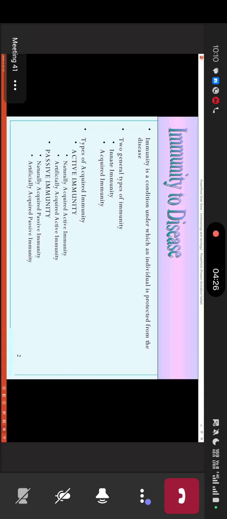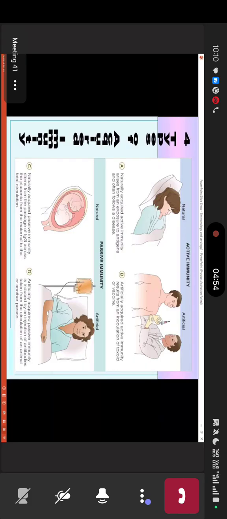Further, acquired immunity is classified into active immunity and passive immunity, correct? Active immunity is again divided into naturally acquired and artificially acquired. Passive immunity is also naturally acquired and artificially acquired. So this is the subdivision of acquired immunity. Now see in this image. There are 4 types of acquired immunity.